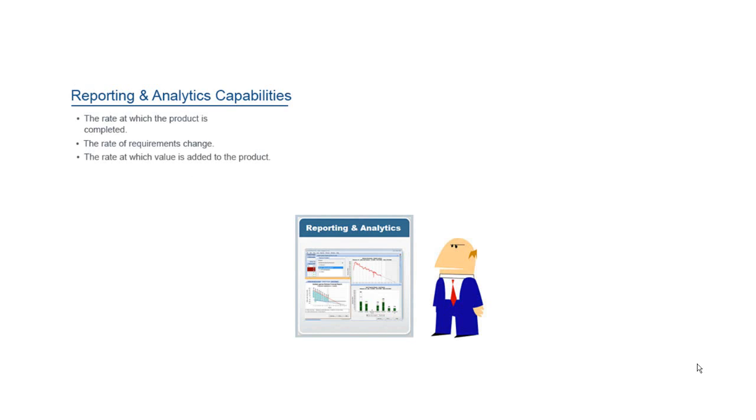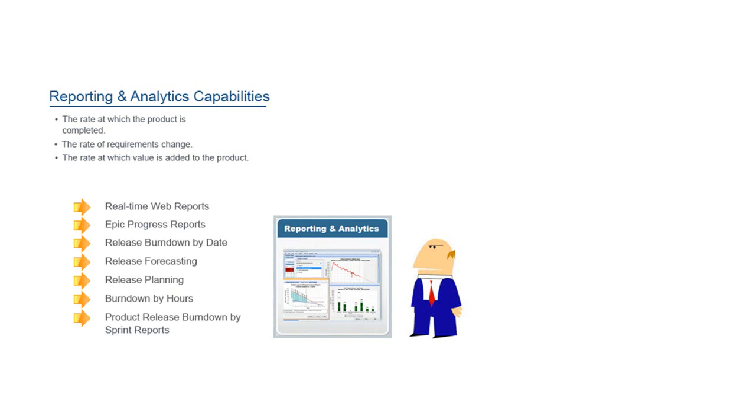ScrumWorks Pro contains extensive reality-based and Scrum-specific reporting and analytic capabilities. ScrumWorks Pro tracks metrics such as velocity, the rate at which the product is completed, the rate of requirements change, and the rate at which value is added to the product.